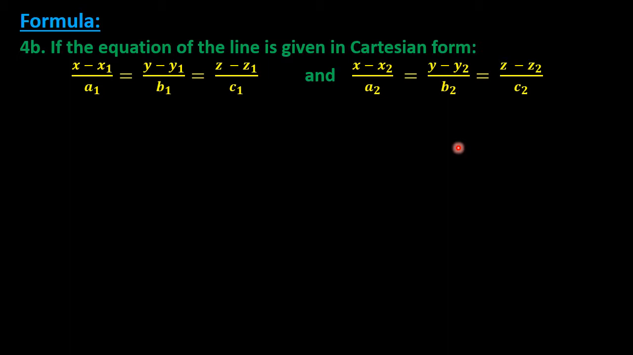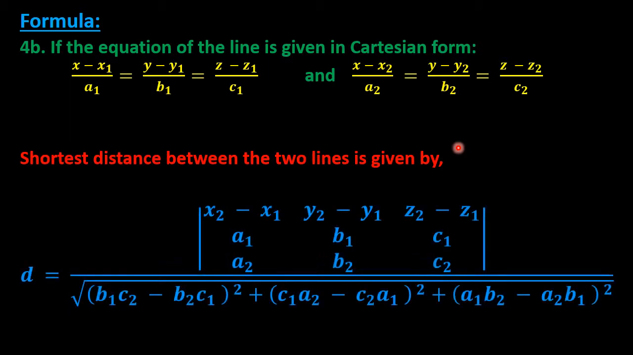then the formula to find the shortest distance between these two lines is d equals, in the numerator within determinant, the first row x2 minus x1, y2 minus y1, z2 minus z1, second row a1 b1 c1, third row a2 b2 c2, and in the denominator within square root, b1 c2 minus b2 c1 whole square plus c1 a2 minus c2 a1 whole square plus a1 b2 minus a2 b1 whole square.